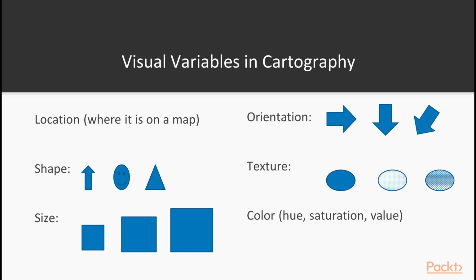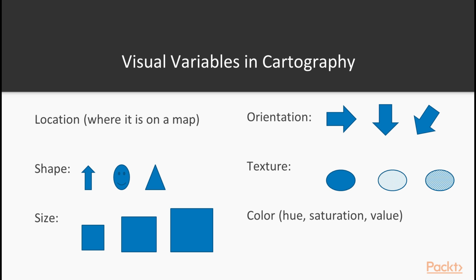When creating maps, you want to be able to show how things are similar and also how things are different across space. And to do that, we use visual variables. A key visual variable in cartography is location, where an object is on a map. Again, if you're trying to show cities in the United States, New York City is in a different location from Los Angeles. As such, their positions, their locations on the map should be different.